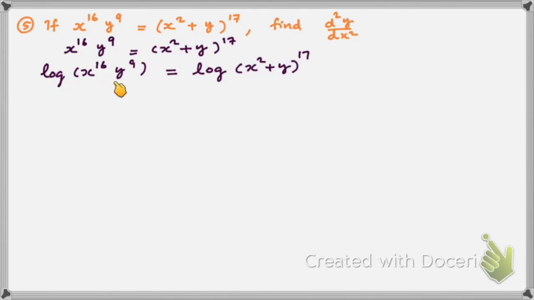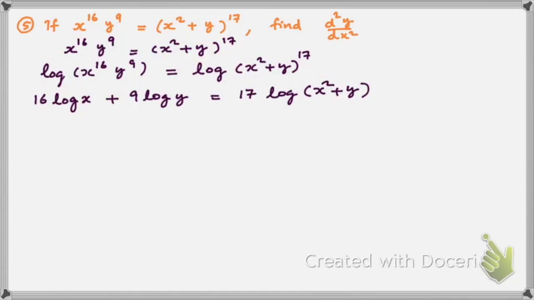Log of x raised to 16 into y raised to 9 is equal to log of (x square plus y) the whole raised to 17. On the left side it is multiplication, and the multiplication will change. So log of a into b becomes log a plus log b. So log of x raised to 16 into y raised to 9 becomes log a plus log b.